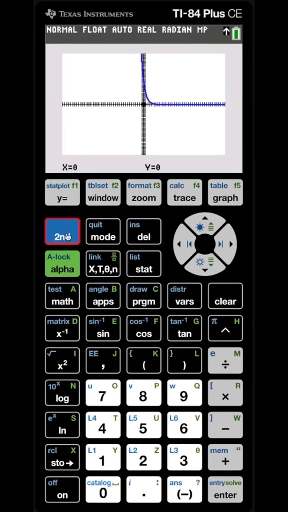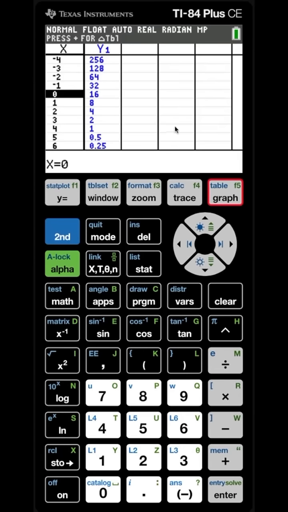So letter A says the y-intercept is (0, 16). All right, so that could be true. I'm going to go to my table just to double check. And I see that whenever x is equal to 0, y is equal to 16. So that is the y-intercept. But we want an answer choice that is not true, so that is not going to be our answer.